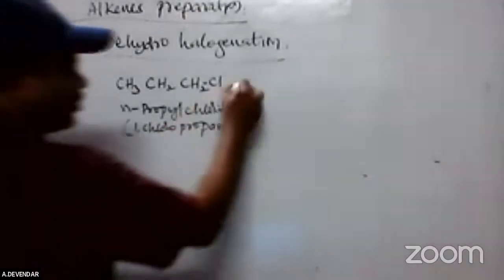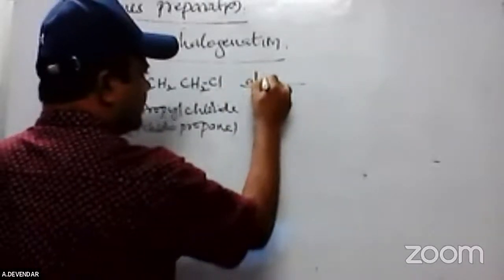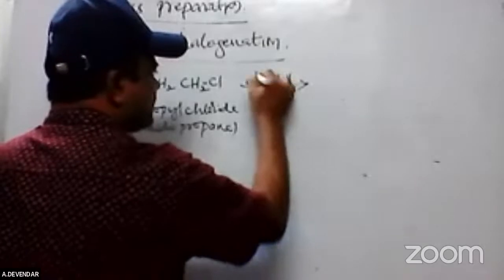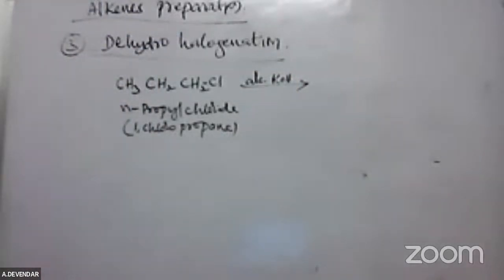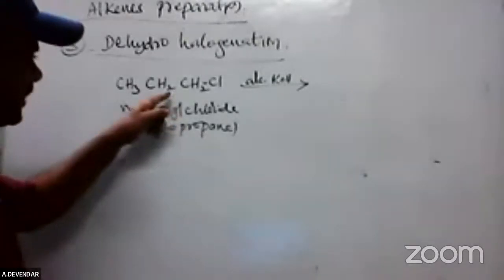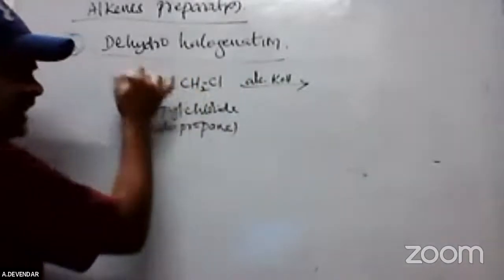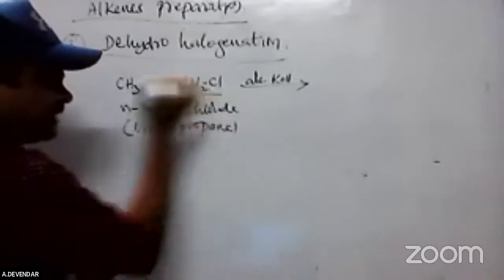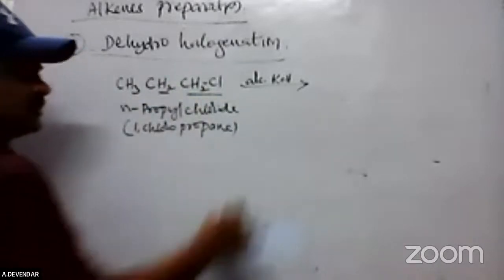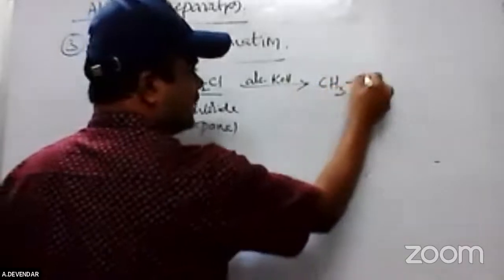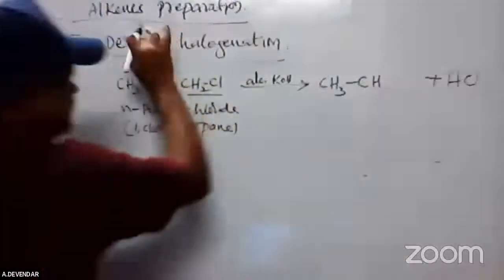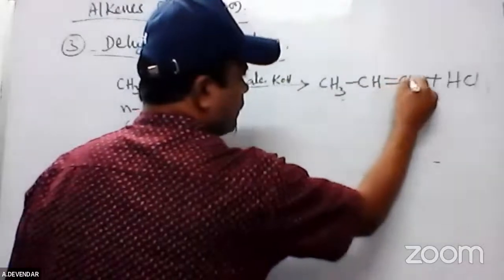N-propyl chloride in the presence of alcoholic potassium hydroxide. That means potassium hydroxide is dissolved in alcohol. It is a base, the alkaline state. Immediately, what happened? One chlorine atom and one hydrogen atom are removed. See the structure I am writing. Dehydrohalogenation: HCl is removed, so there is a formation of a double bond.